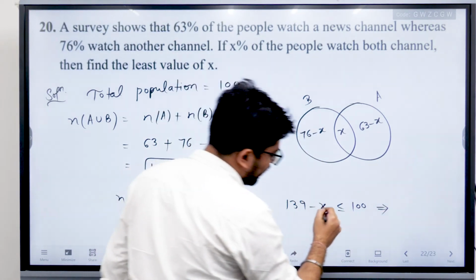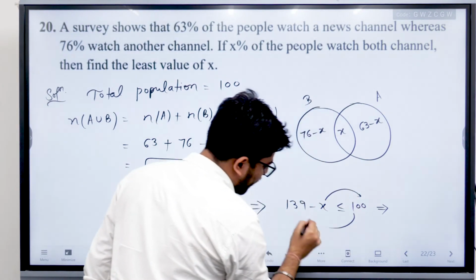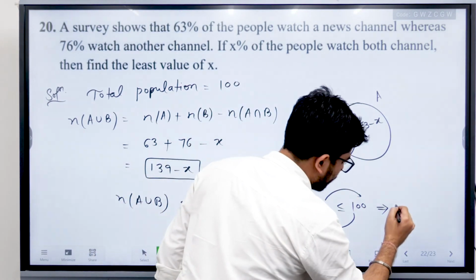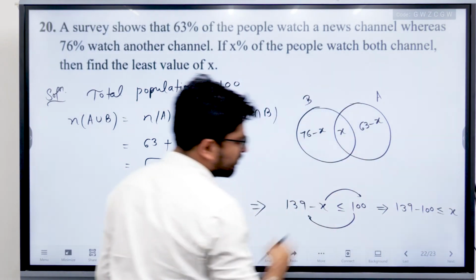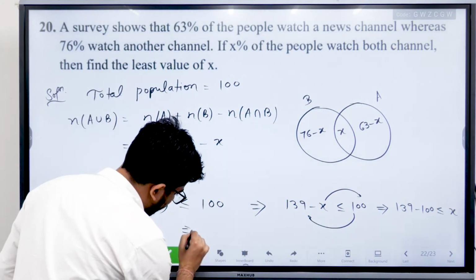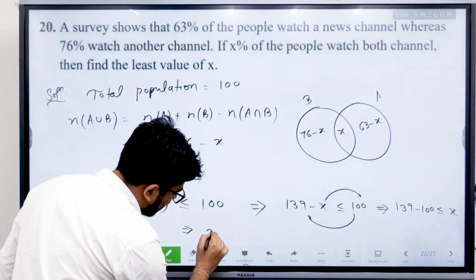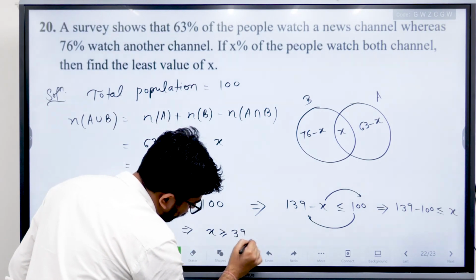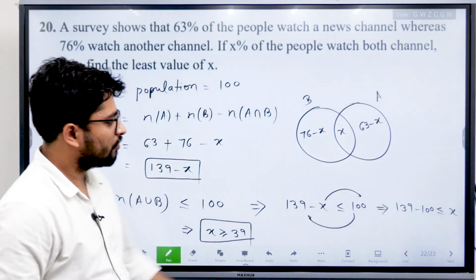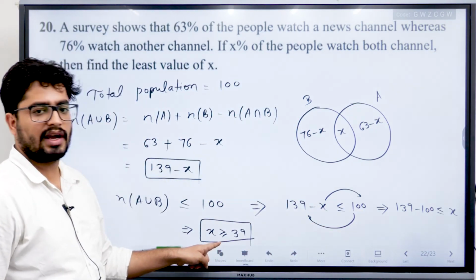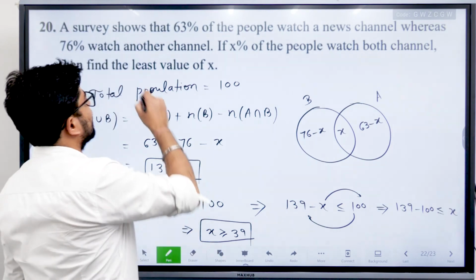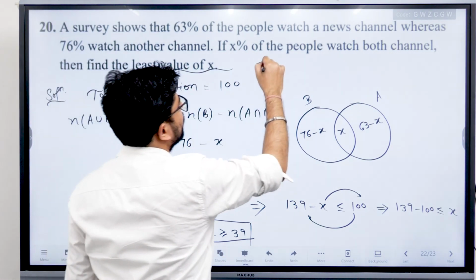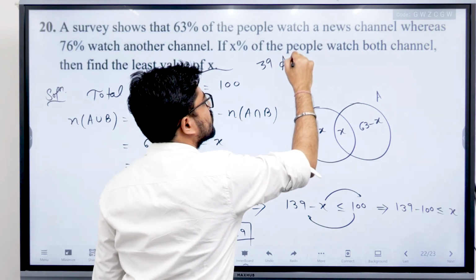When we simplify it, we can take x on this side and 100 on the left hand side. So this will be 139 minus 100 less than or equal to x. So from here you can conclude x is greater than or equal to 39. And if something is greater than or equal to 39, then the least value is 39. So that's your final answer.